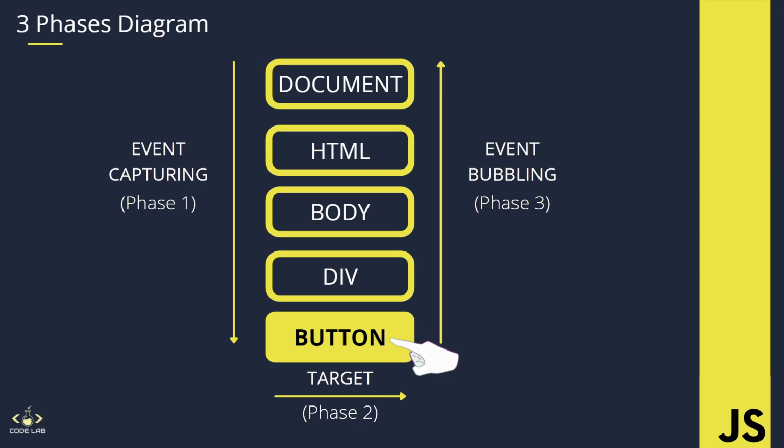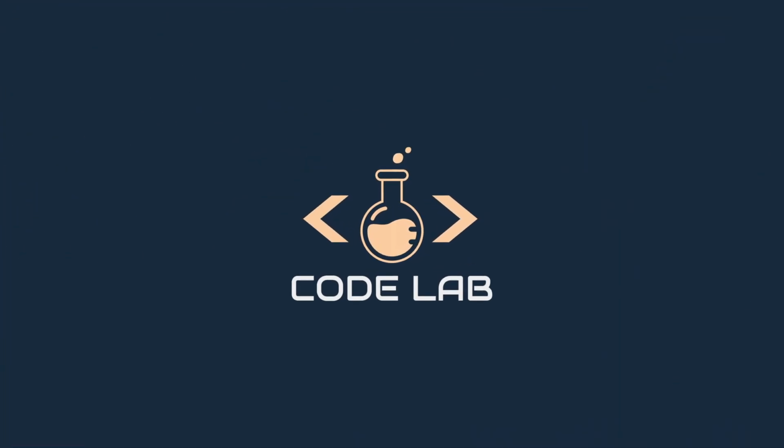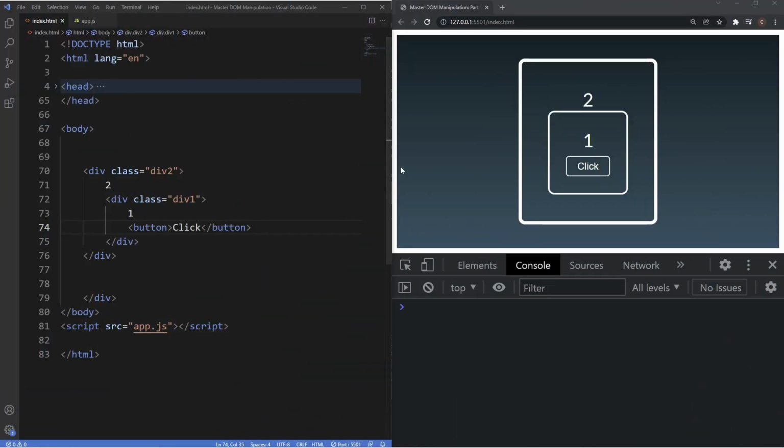So let's go ahead into VS Code now and take a look at what this looks like in the browser and the console. Alright guys, so we're inside VS Code here, and you can see in our example we have several elements nested inside of each other. If you take a look at the HTML, the markup is pretty simple for this. So we've got our div which has a class of div2. Inside of that we've got another div with a class of div1, and then inside of that div we have a button element.